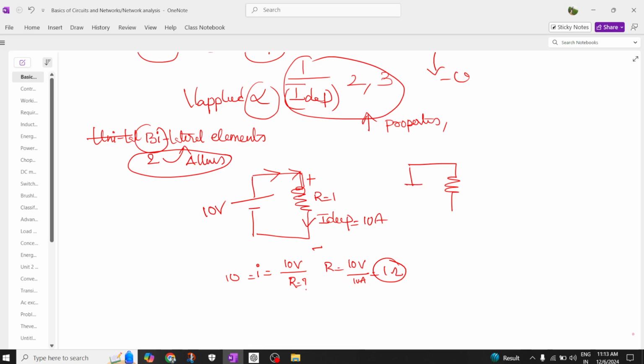But for the same resistor, what I am going to do here is change the polarities. So like this I am applying the voltage. The voltage is reversed here. Okay, therefore the current will flow in this direction. Therefore the direction of current is how much? Minus 10 amperes.